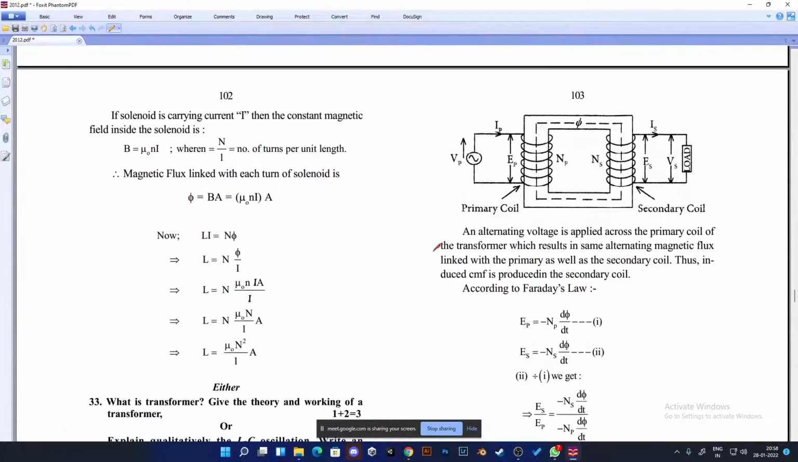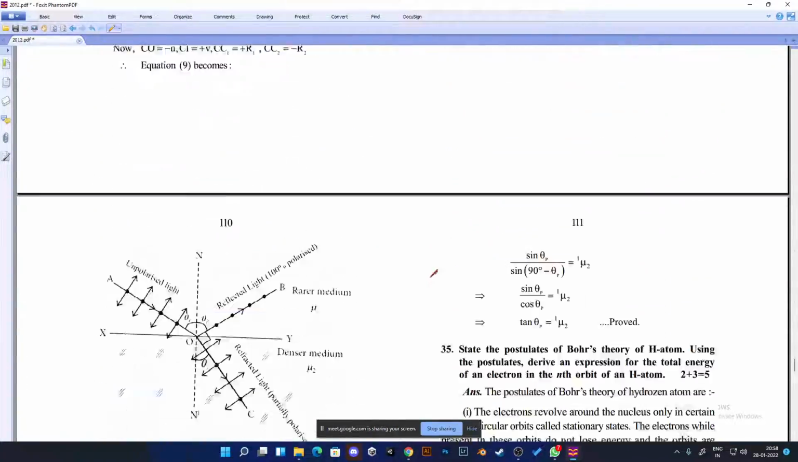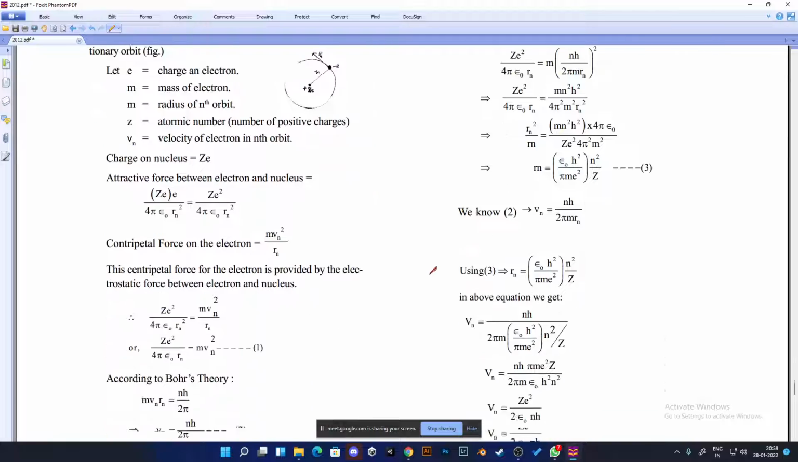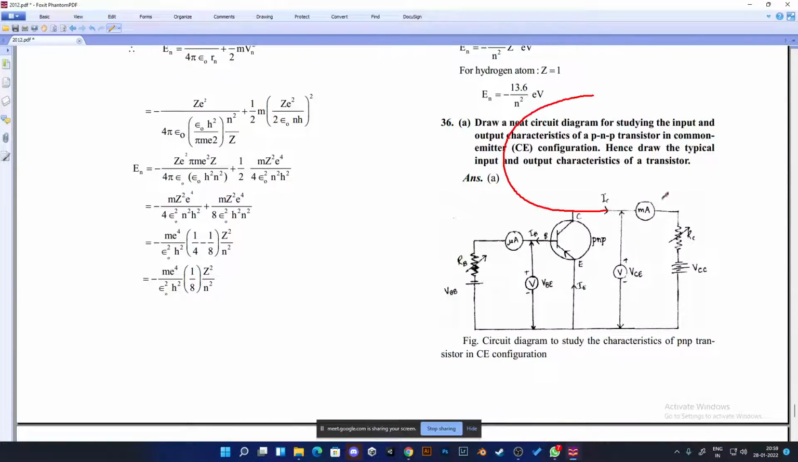This is not there, this is not there. This lens maker's formula, you can see. Okay, this is transistor, not there in the syllabus.